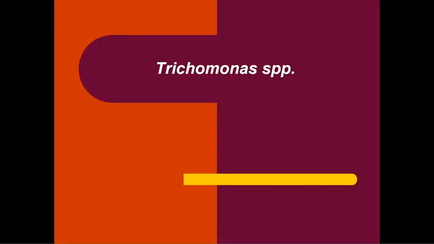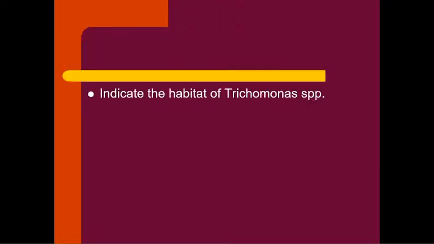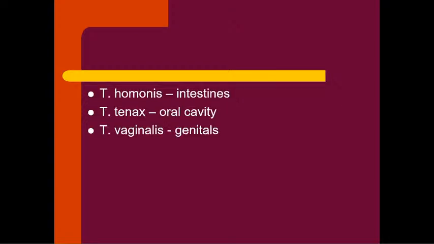Now, Trichomonas is another organism that you need to talk about. It's a parasite that is also a member of the family Mastigophora, meaning it's a flagellate. And there are three species that you need to talk about, but let's talk about their habitats first. The habitat of Trichomonas hominis is in the intestines. Trichomonas tenax is in the oral cavity. And Trichomonas vaginalis is in, of course, the genitals. So, vaginalis, sa vagina lang siya pwedeng makita. Pwede din sa guys.